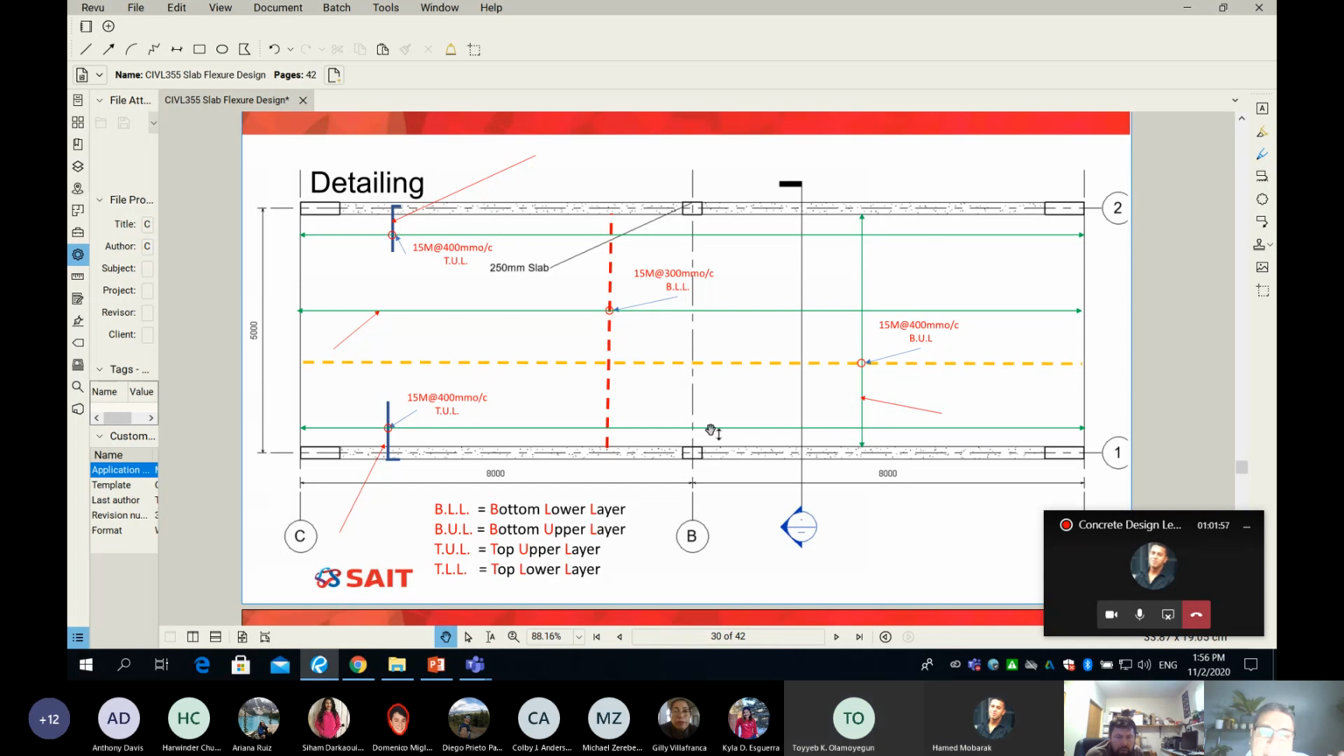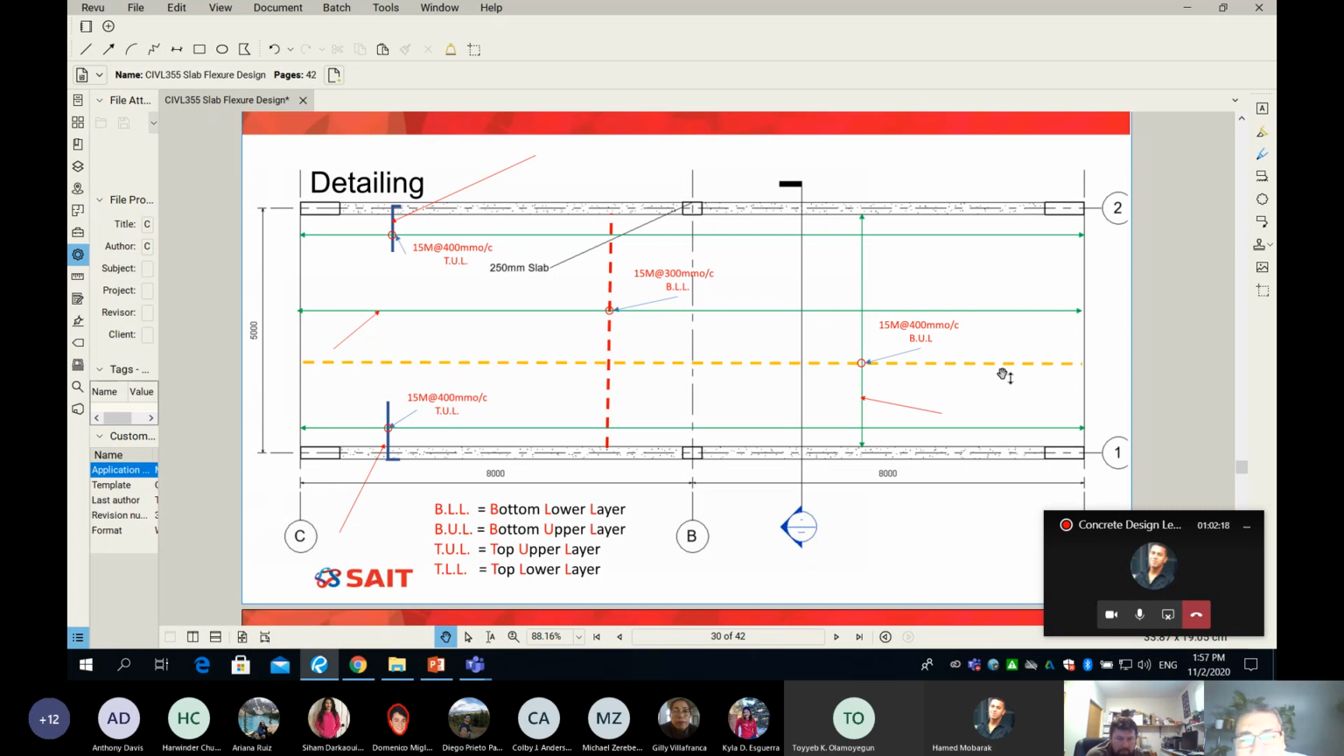Okay, guys, actually, the answer is on my screen. You can see the yellow, it says bottom upper layer. And how do you know that? It's from here. There's a key. P-U-L means bottom upper layer. It means, yes, it's at the bottom, but there are two layers at the bottom. So this one will go at the upper.